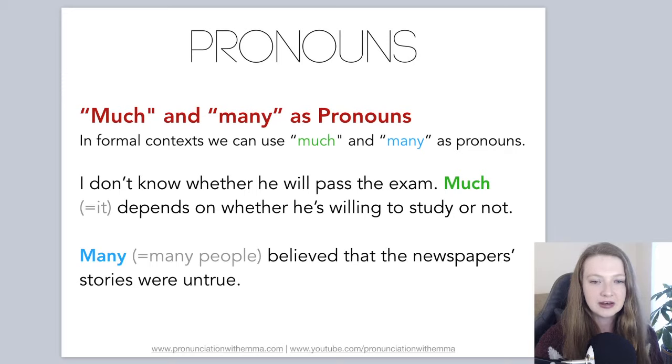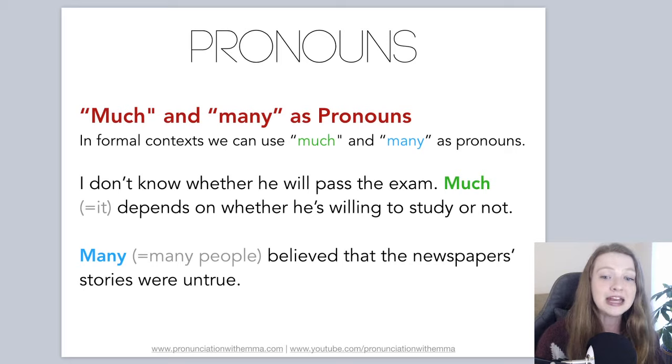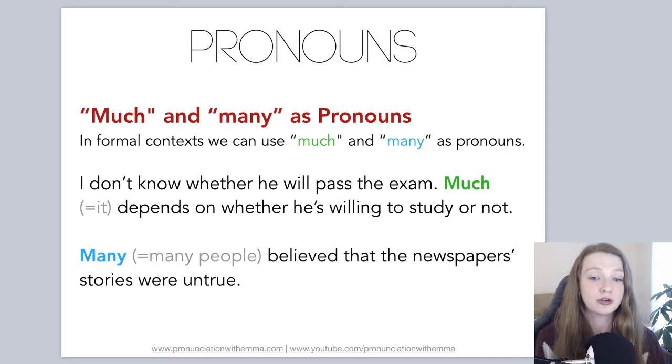The same with the second example. Many believe that the newspaper stories were untrue. I'm basically replacing many people. Many people believed that the newspapers. Remove the people. I can just use many as the pronoun. Many believe that the newspaper stories were untrue.